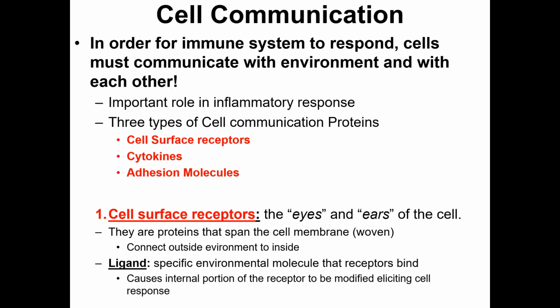Alright, now, cell communication. So, how does your body actually begin communicating that something's wrong? Okay, so we're going to look at this as three very overall steps. First, you need to see the pathogen. Then you need to send out chemical signals alerting the immune system. And then you need to recruit white blood cells. So, cell surface receptors, cytokines, and adhesion molecules.